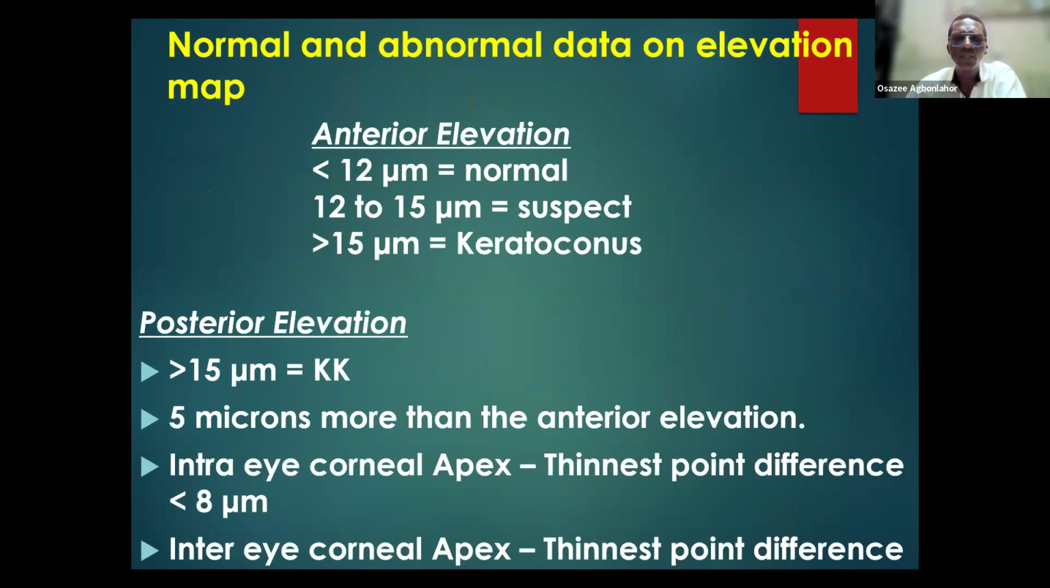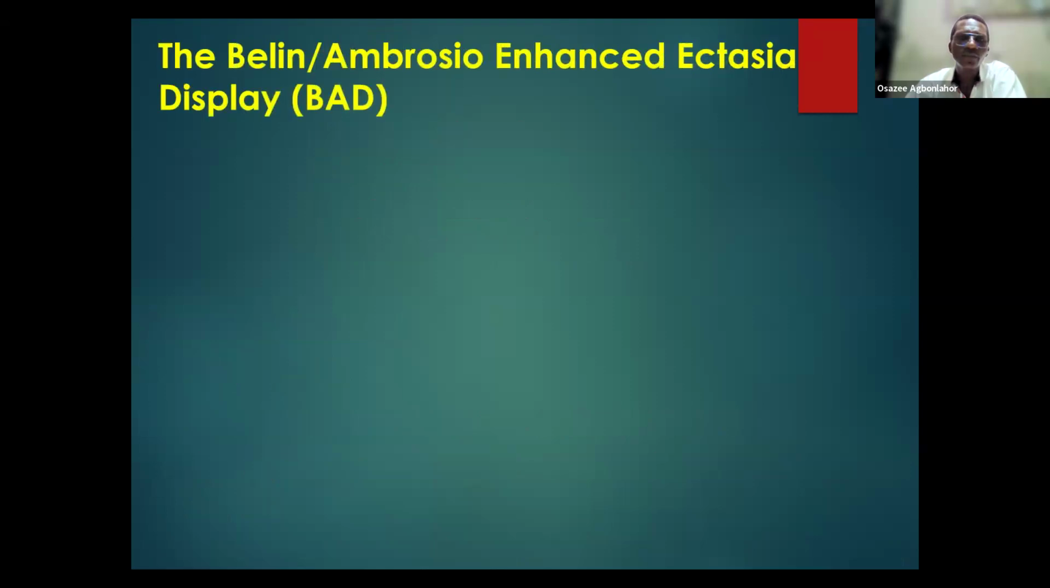Intra-eye corneal apex thickness point difference, I think I've explained this before, is usually less than 8 microns. That's for the posterior now. Why inter-eye corneal apex thickness point difference? It's basically the same for intra-eye and inter-eye. Intra-eye is in one eye, while inter-eye is when you compare both eyes.